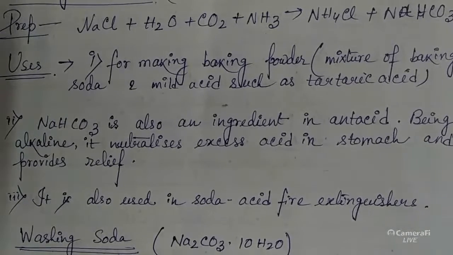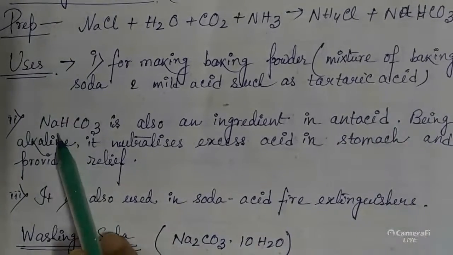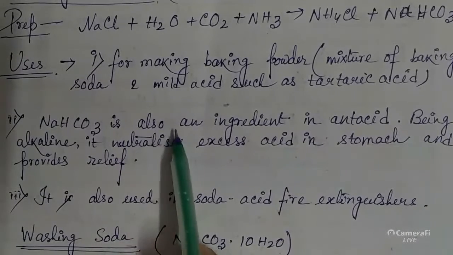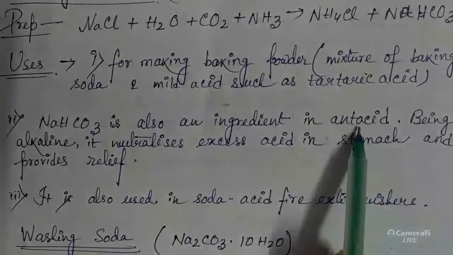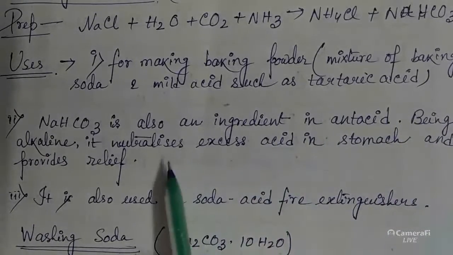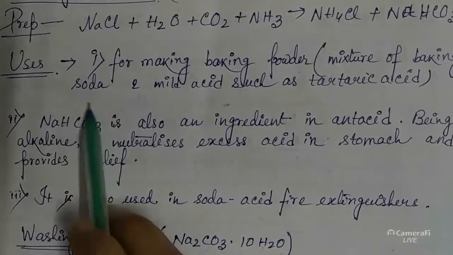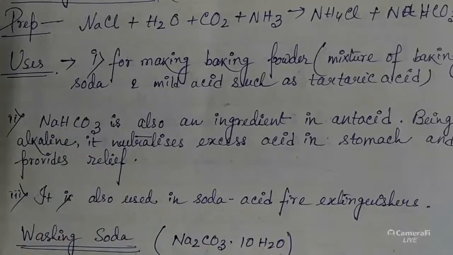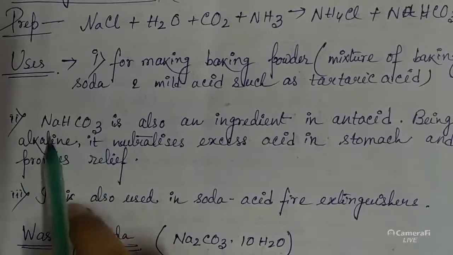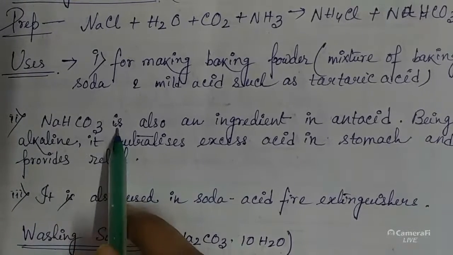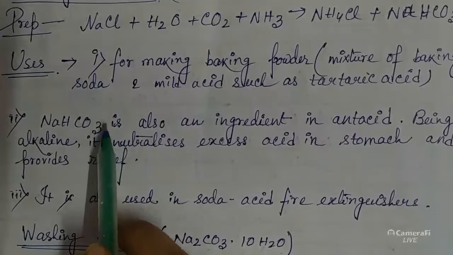In the medicine industry, antacid is produced, and for the production of the antacid, sodium hydrogen carbonate acts as an ingredient. Why? Because sodium hydrogen carbonate is alkaline in nature. This is actually a basic type of salt, because if we go through that mixture of sodium hydrogen carbonate with water, then sodium hydroxide and H2CO3 will be produced.